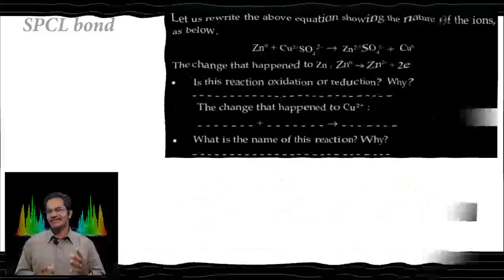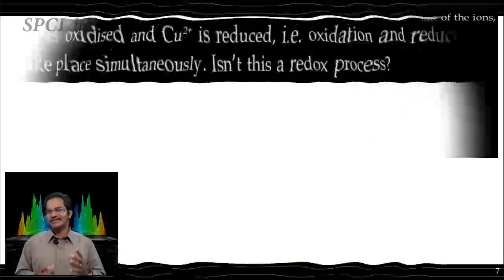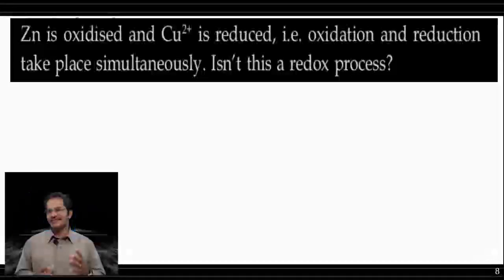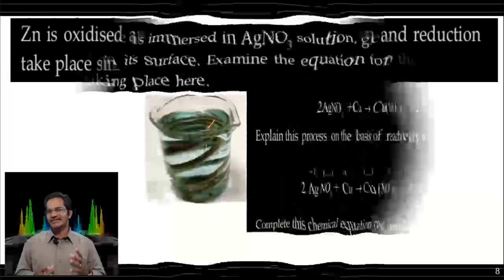That type of reaction is called a redox reaction. So Zn is oxidized and Cu2+ is reduced. That is, oxidation and reduction take place simultaneously. This reaction is called a redox reaction. Okay, so why redox? Reduction plus oxidation. That is why redox reaction. So Zn is oxidized and Cu2+ is reduced. Oxidation and reduction take place simultaneously. Therefore, this reaction is called a redox reaction.